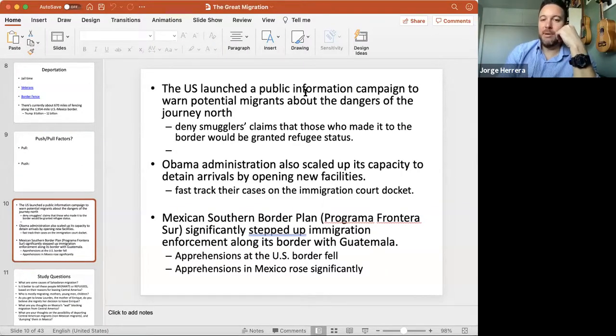The US launched a public information campaign to warn potential migrants about the dangers of the journey north. So they denied smugglers' claims, because a lot of coyotes or smugglers would claim that if you made it north, you would be granted asylum or refugee status, which is not the case.